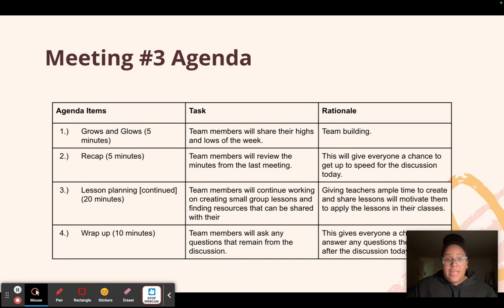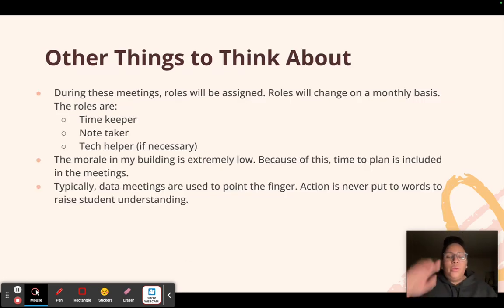And if we're just looking at data and never taking that deeper dive into saying, okay, this is why we're not meeting that, because we're not teaching this explicitly in this way. So I think that if we changed our data meetings, we would actually be helping our students so that they can attain more. So here are a couple of other things that we need to think about.